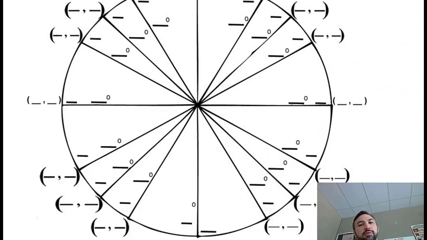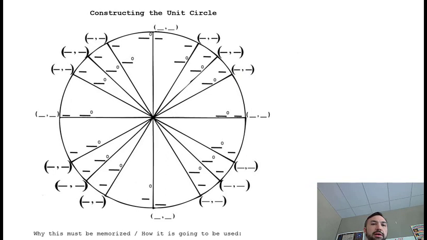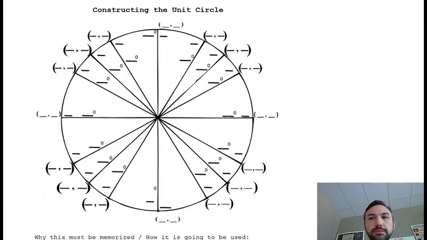Okay, so how can we piece some of this stuff that I just talked about into constructing the unit circle? Because you will have to have this memorized. The sooner the better. And if you don't memorize it, it makes it really hard to be successful in Precal.